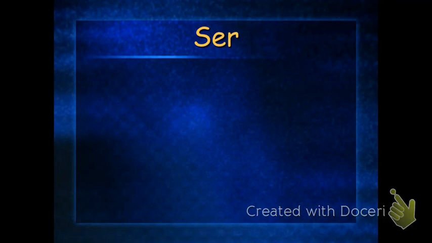So first I would like you to take the verb ser, make your verb table, and conjugate all of the forms. So the person talking, the person you're talking to, the person you're talking about, for the singular and for the plural, please.